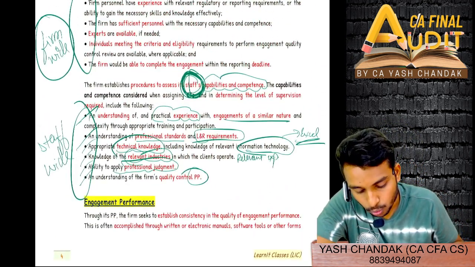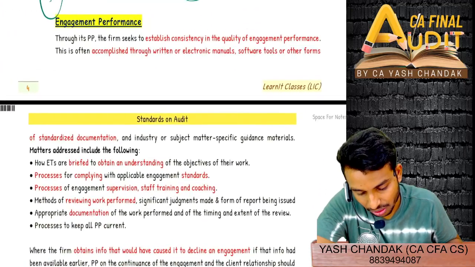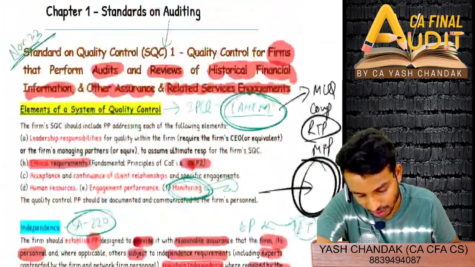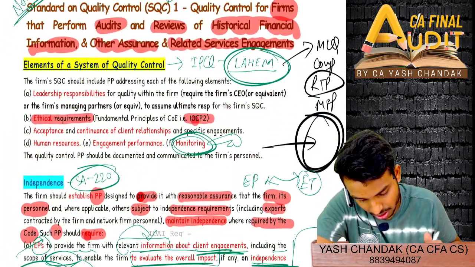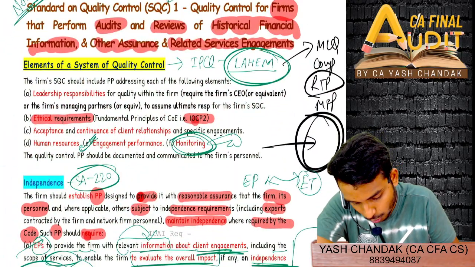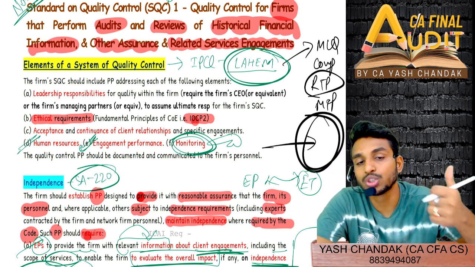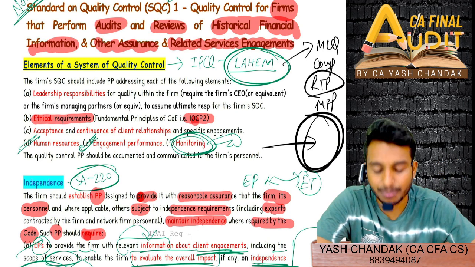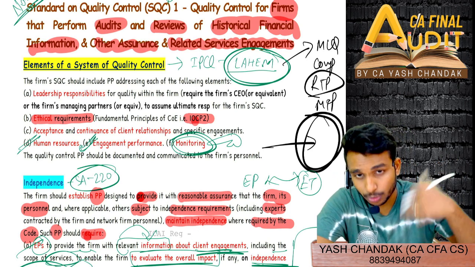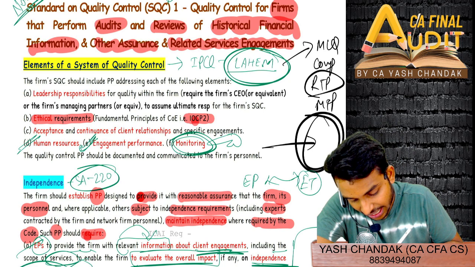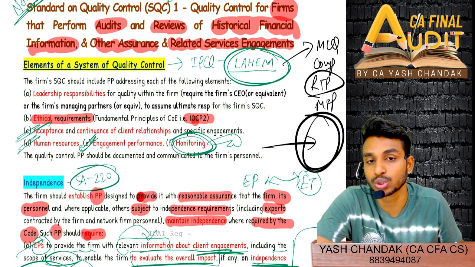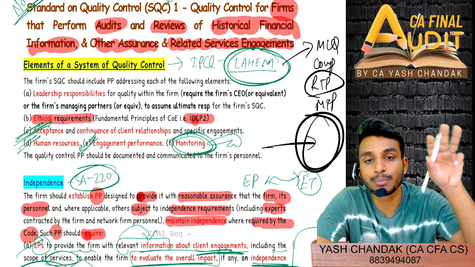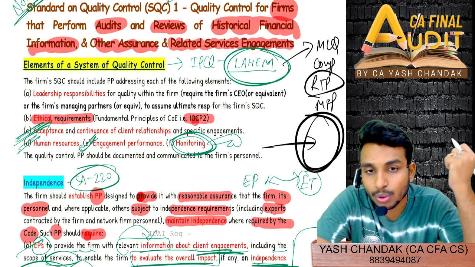Now let's come to the next point, engagement performance. This is our another point, point number E. So human resources, just now we saw promotion, career development, leave, staff promotion, staff development, all points with respect to human resources, recruitment, selection. Then acceptance and continuance, already we saw 2-3 questions under this, right? Acceptance and continuance, we saw 3 points: integrity, competency, ethical requirements.